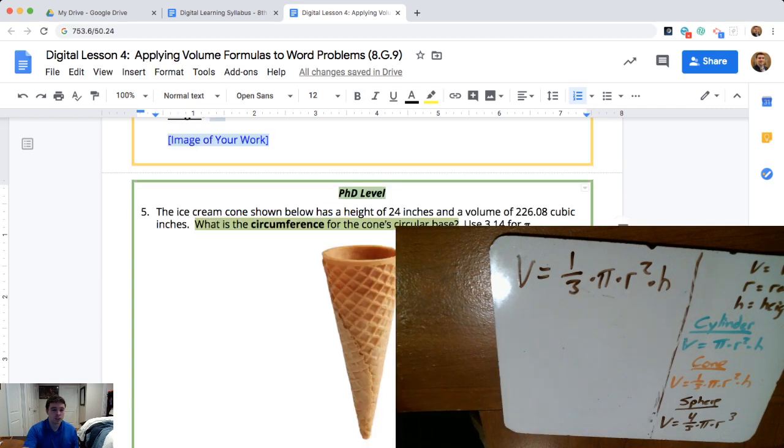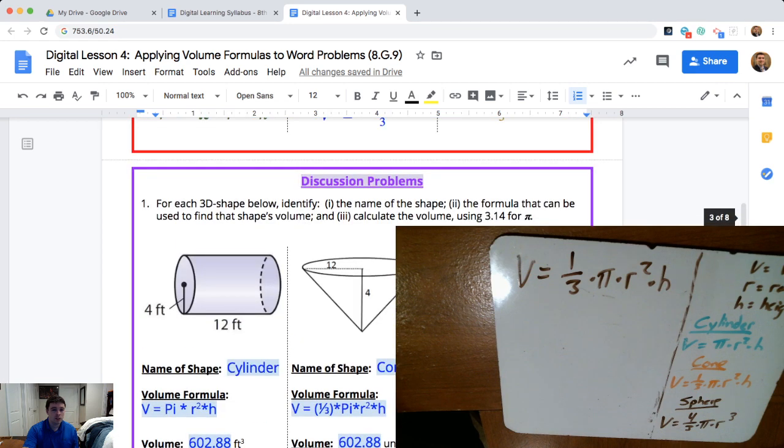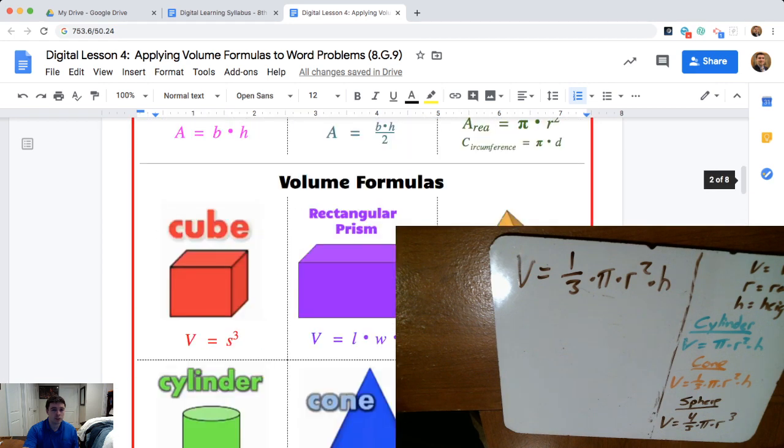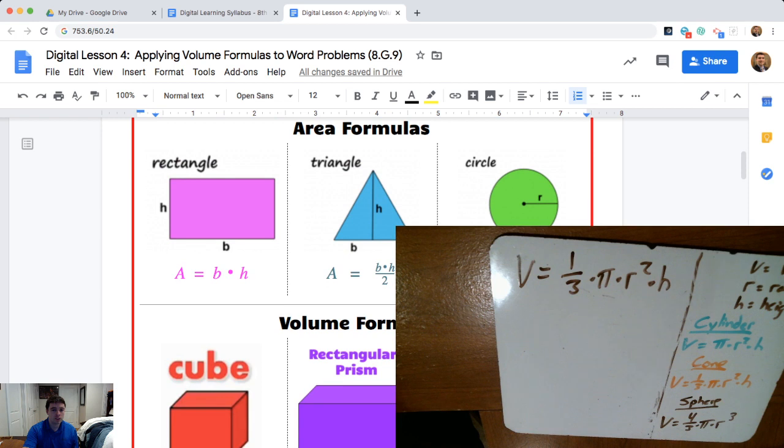A circumference, we're going to scroll up for a second. If we talk about circles, if we go back to our formulas up here, our reference sheet, for a circle, circumference measures the distance all the way around the outside of the circle, and to know circumference, you do pi times diameter. It's a simple formula for circumference, but you need to know the diameter to use that formula.